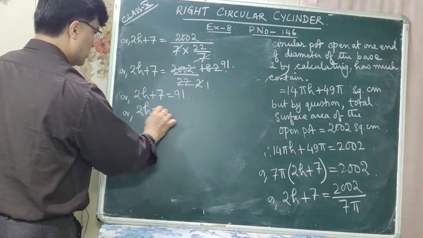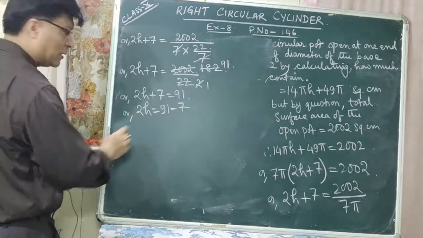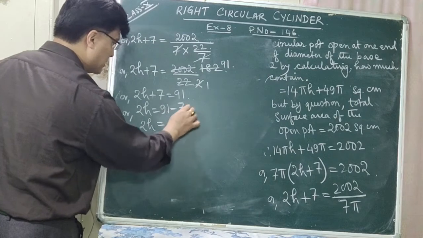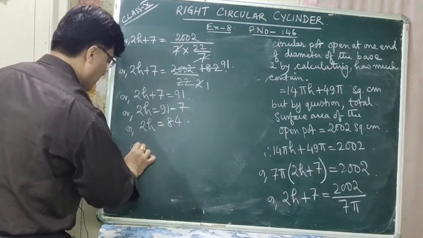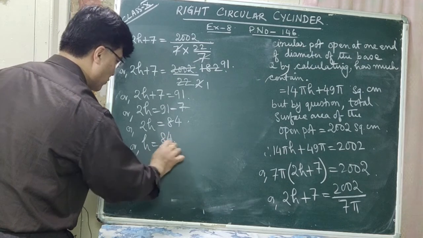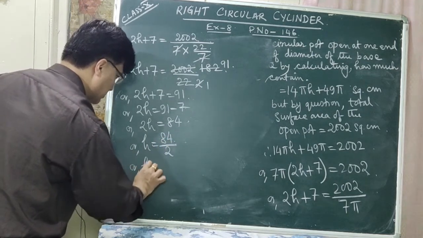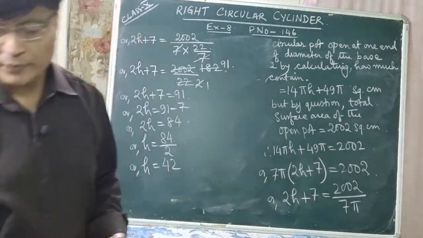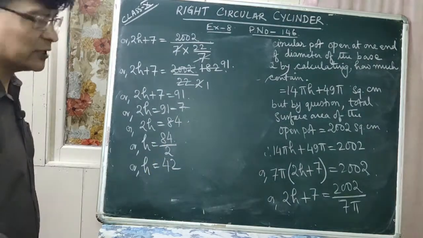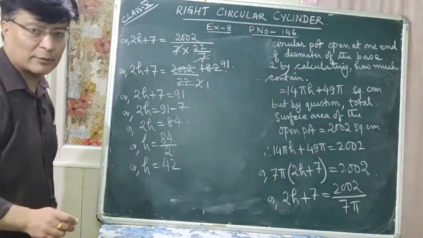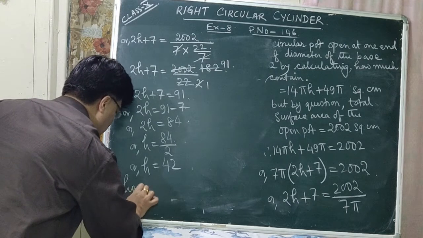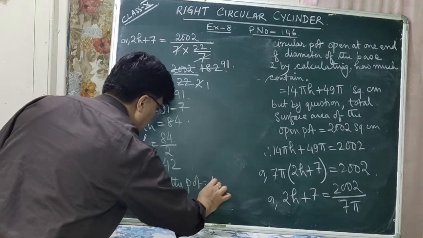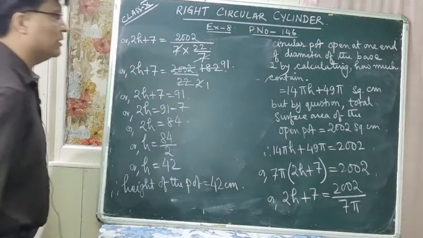Or 2h is equal to 91 minus 7. Or 2h is equal to, you can subtract it. 11 minus 7 is 4. This is 8. 84. Or what is the value for h now? This is 84 by 2. Or h is equal to 42. So here h is 42. So what is the height of the pot? It is 42 centimeter. So h was the height of the pot, isn't it? Therefore height of the pot is equal to 42 centimeter.